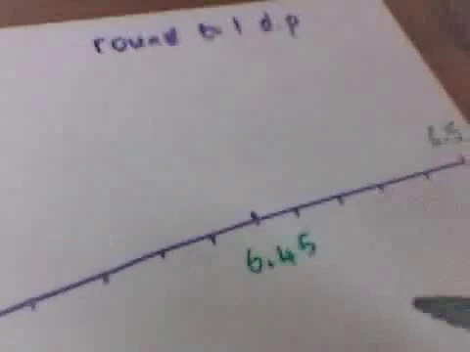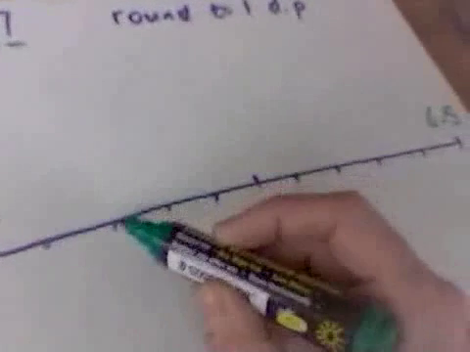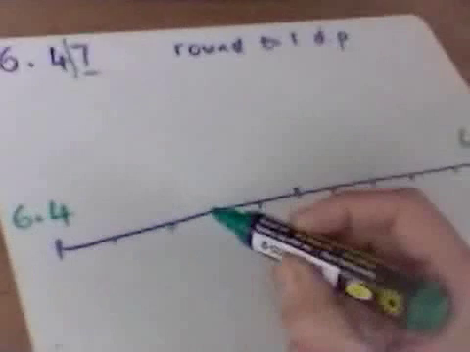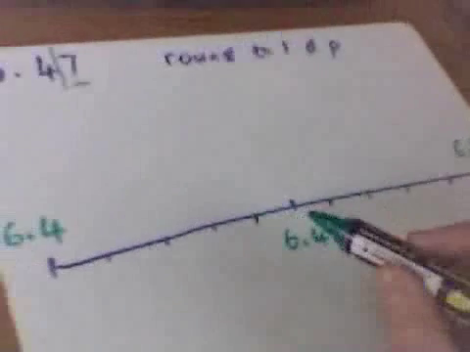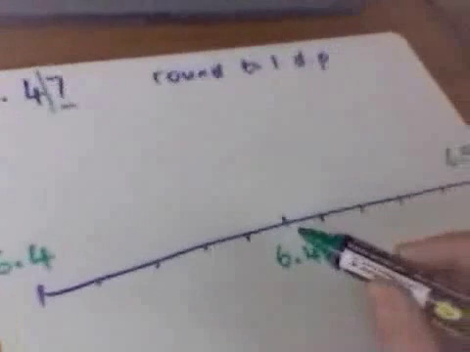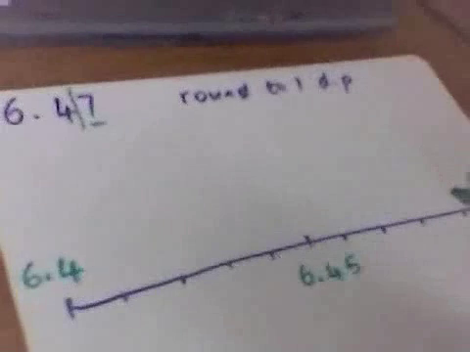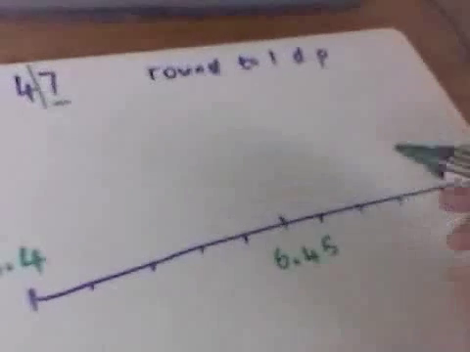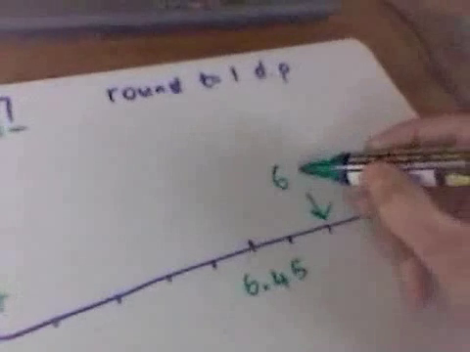6.45 is right in the middle, and that's because we have 6.41, 6.42, 6.43, 6.44, and here is 6.45. Now, we're going to insert 6.47 onto our number line, and this time I can see that 6.47 belongs right here.